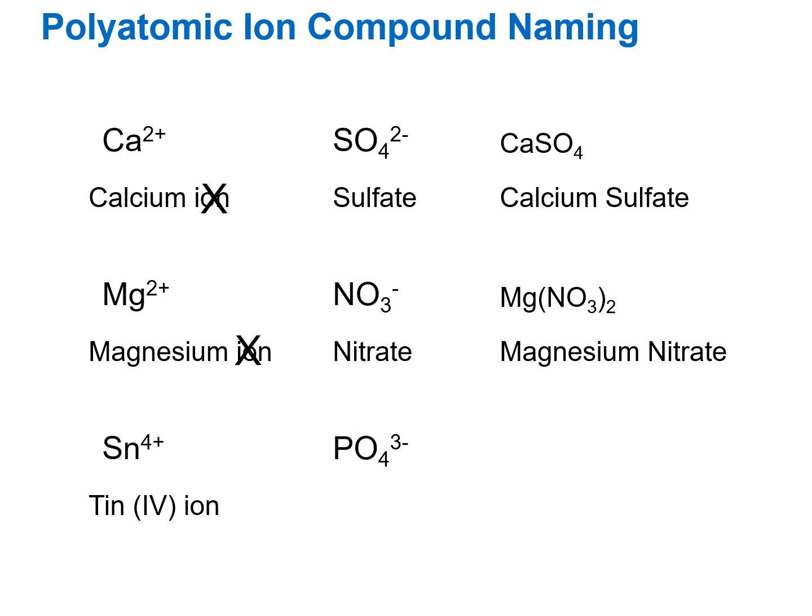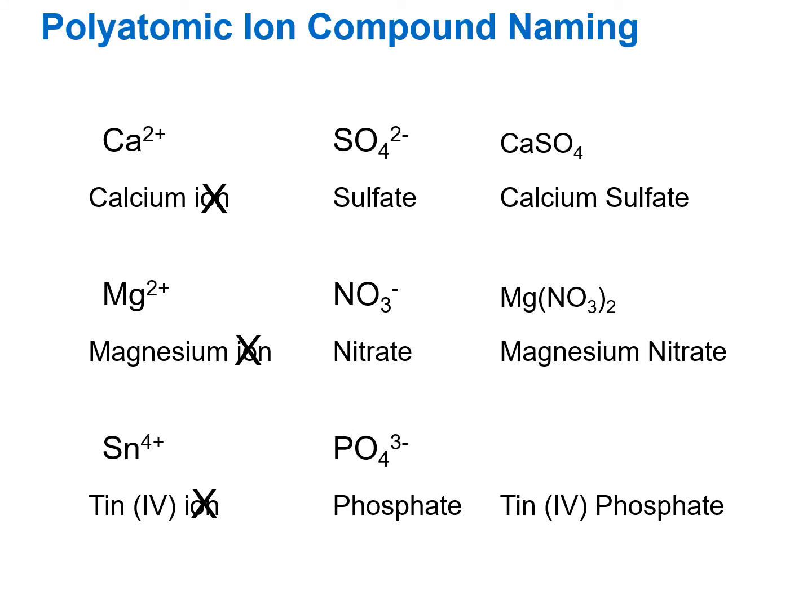Tin-4 ion. Good job. All right, PO4 with a 3 negative charge. What's that telling us? Tells us that we need to go look at a different chart. That's what it's telling us. So if you go look this character up, you might have found that this guy is phosphate. Now, how are we going to name it? Get rid of the ion, bring it all together. Tin-4 phosphate. Now, can we possibly come up with a formula right here on the spot?